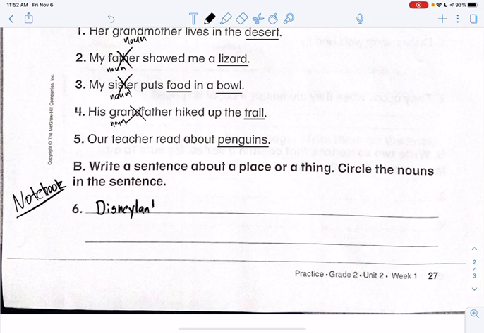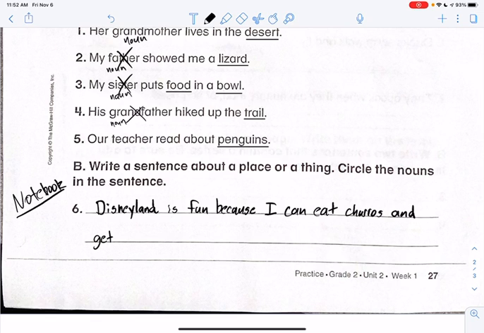Disneyland is fun because I can eat churros and get a soda. Disneyland is fun because I can eat churros and get a soda.